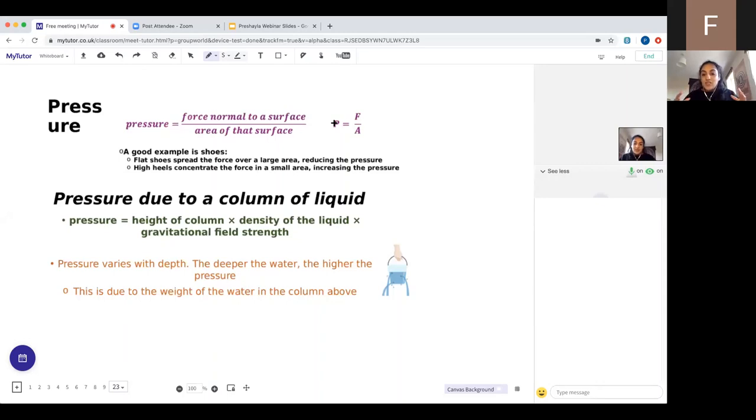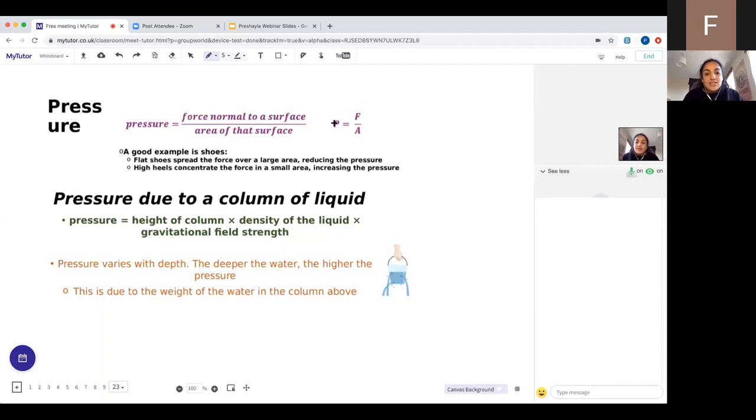If we have a large area, that reduces the pressure, which is much better for our feet in snow or just daily life when you're wearing shoes all day, which is why high heels can hurt. High heels concentrate the force in a very small area. You have a small sole at the front and then a heel at the back, which is obviously a very, very small area, which increases the pressure that we feel in our feet.